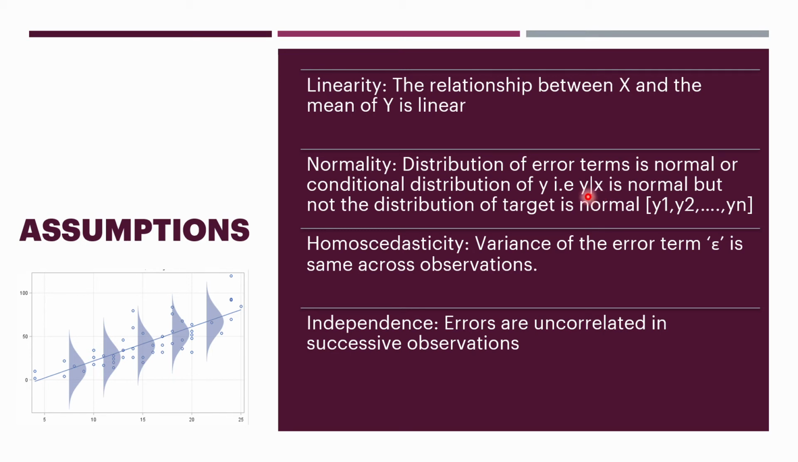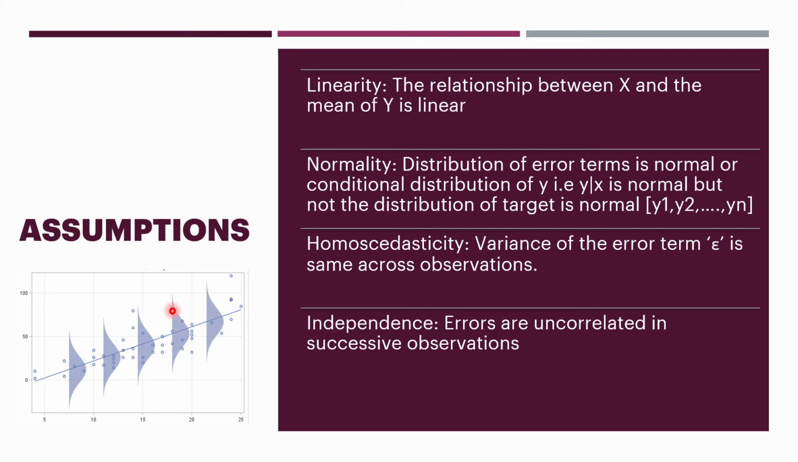It is very important. It's a conditional distribution, not the normal distribution. I will tell you what that difference is. What it says is the conditional distribution of y is normal. That means for a given x, the y is normal, but not that the distribution of the target is normal. These are all my targets: this is one target, second target, third target. I am not saying the distribution of all these circles is normal. I am saying for a given x, my y is normally distributed.